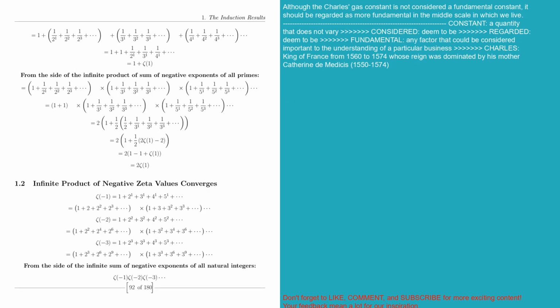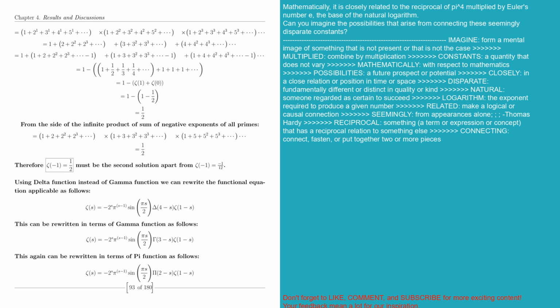Although the Charles's gas constant is not considered a fundamental constant, it should be regarded as more fundamental in the middle scale in which we live. Mathematically, it is closely related to the reciprocal of pi⁴ multiplied by Euler's number e, the base of the natural logarithm. Can you imagine the possibilities that arise from connecting these seemingly disparate constants?